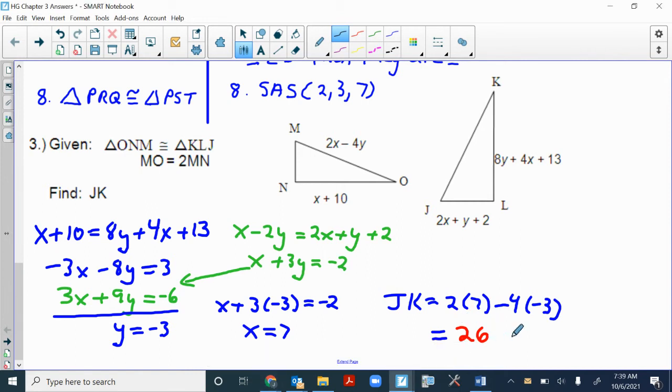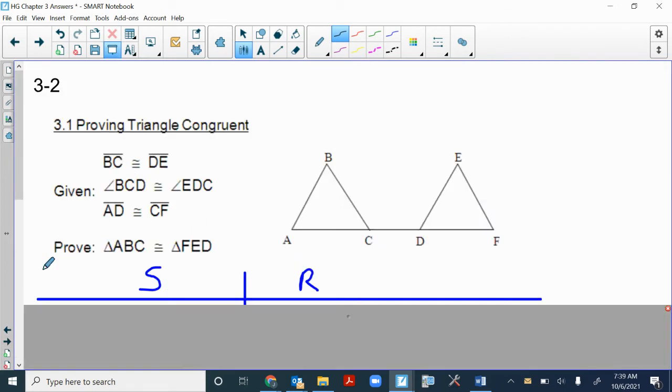Let me hide this real quick. So that is how I get the 26. Okay, so yeah, that's just, again, using that triangle congruency statement. All right, moving on to page 2.